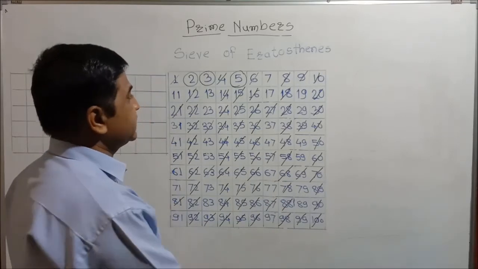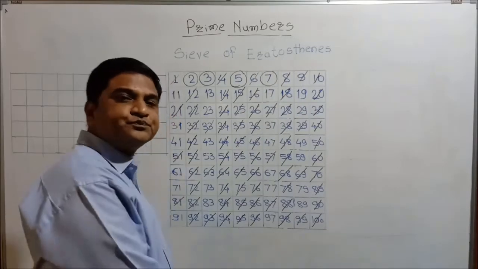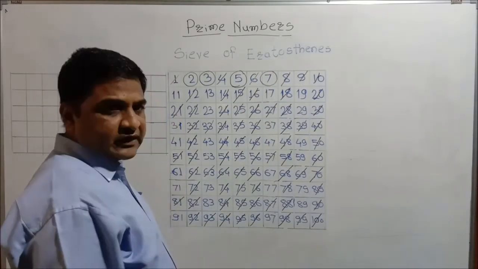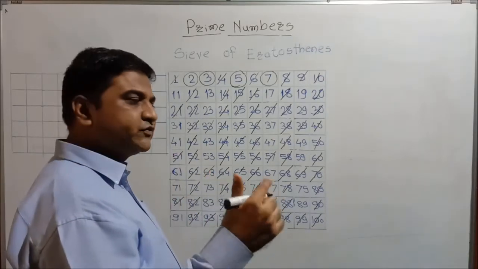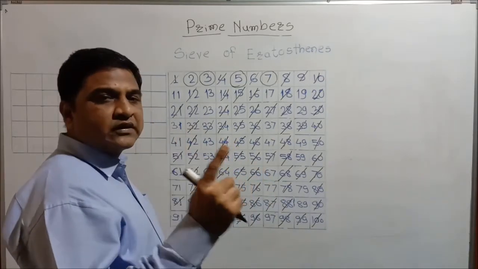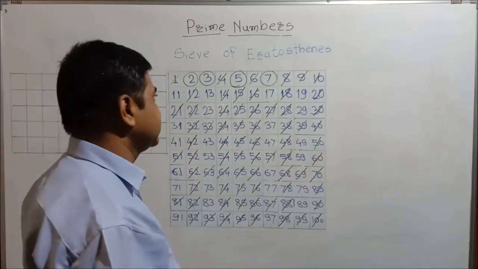So next we have the next prime number, which is 7. We circle it. 7 is circled because 7 cannot be divided by any other numbers. We have 1 and 7 as divisors, so it's a prime number. Now we are going to cut all the multiples of 7.